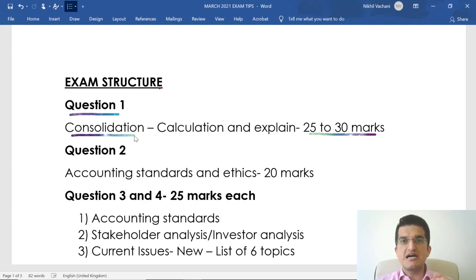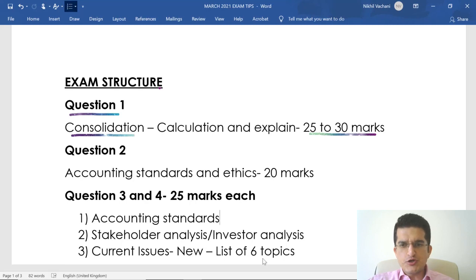This consolidation, guys and girls, in question one could take a variety of forms. It could be a foreign subsidiary, it could be a disposal scenario of a subsidiary, there could be some basic subsidiaries where you had step acquisitions, and your nemesis, cash flows, could be there as well. But it is one out of those four that get tested in that consolidation.